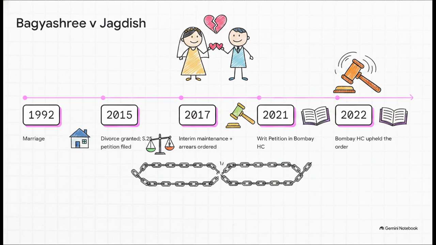But in 2022, the Bombay High Court upheld the maintenance order. It perfectly illustrates that yes, an unemployed husband can absolutely claim maintenance from an earning wife, and those legal obligations can extend way past the final divorce date.